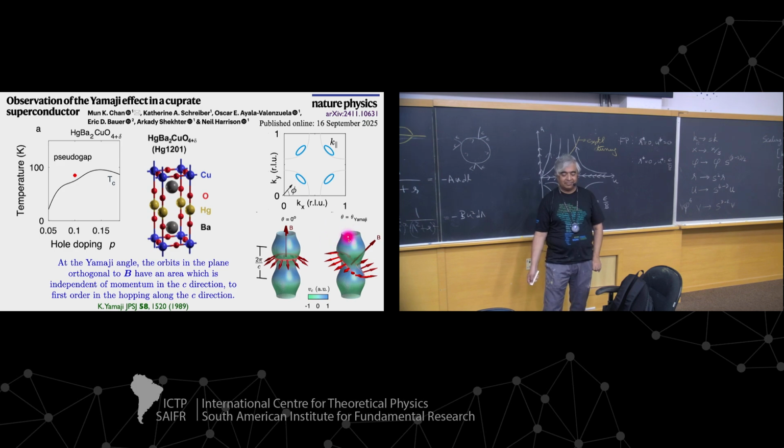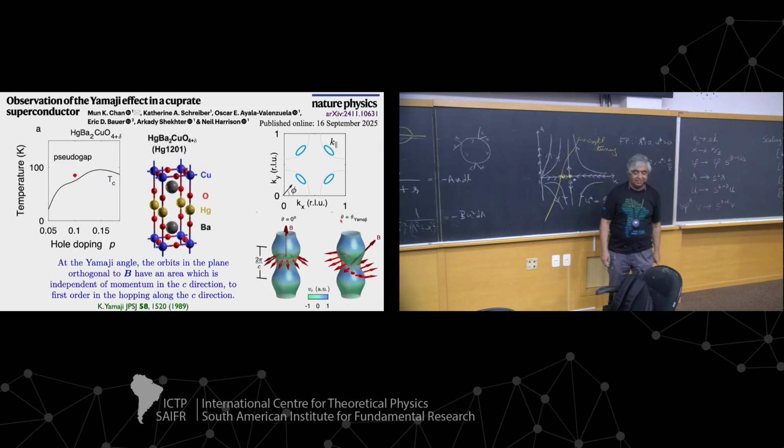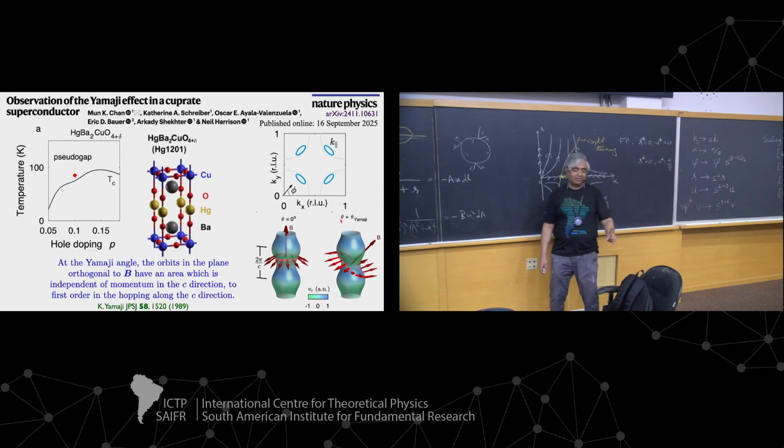It's the same no matter what kz you pick, which means you have a flat band or an infinite mass in the z direction, and which means you'll get a large resistance at that angle. So there'll be a peak in the magnetoresistance at the Yamaji angle. And then he also gave an expression: from just knowing the Yamaji angle and the distance between these copper sites, you can read off the area of the Fermi surface.